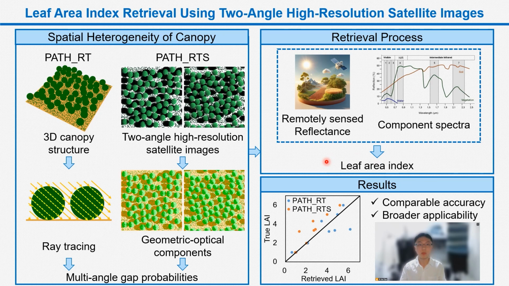We tested our model across multiple scenes, both synthetic and real world. The results were impressive. LAI retrieval accuracy nearly matched that of the full PathRT model. In short, simpler inputs, comparable accuracy, and broader applicability. Our method opens new doors for large-scale vegetation monitoring without the burden of complex 3D data.